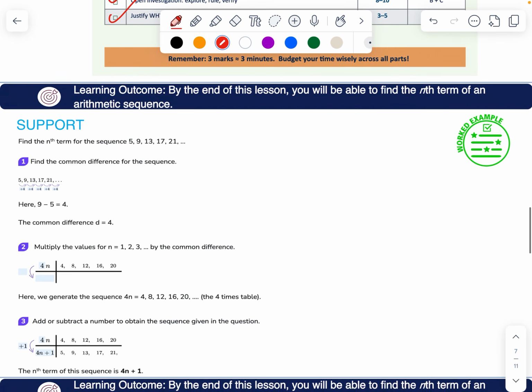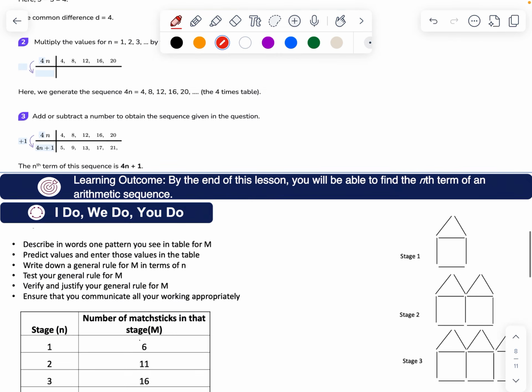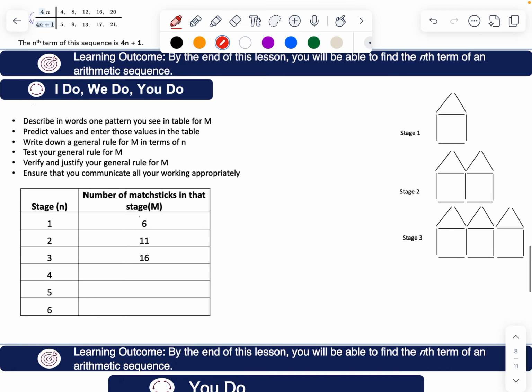Okay, this slide is just a bit of support if you need reminding how to find an arithmetic sequence, but I'm just going to go straight ahead and do this first question, and then you've got some questions to try on Assess Prep yourself. Okay, so if I have a little look at this, we have a pattern to the right, stage 1, 2 and 3. We have a table, we've got some missing values.